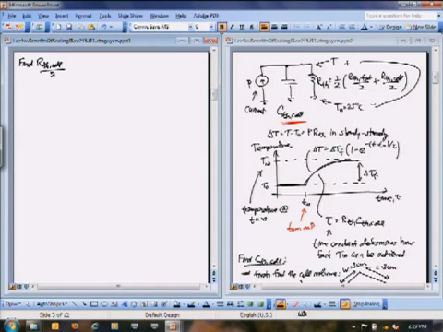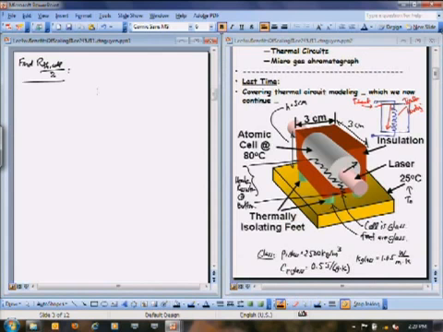All right, so how am I going to do this? Well, first I want to take a look at this cell. So let's go back, take a look at this thing. And so if I just look at a cross-section of this cell, it's going to look something like this.